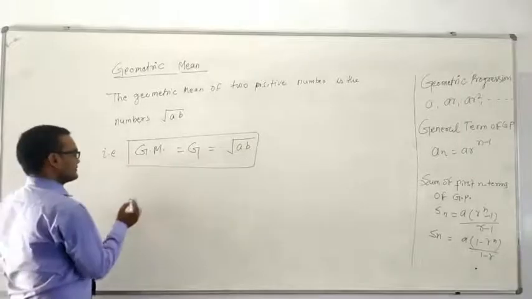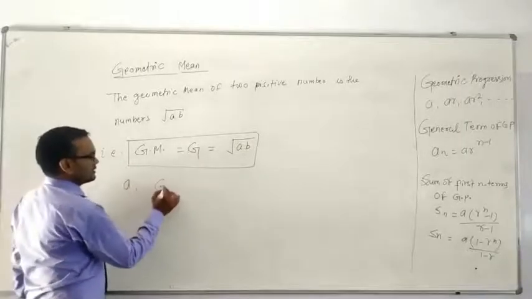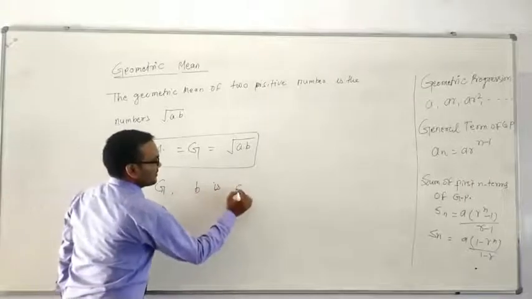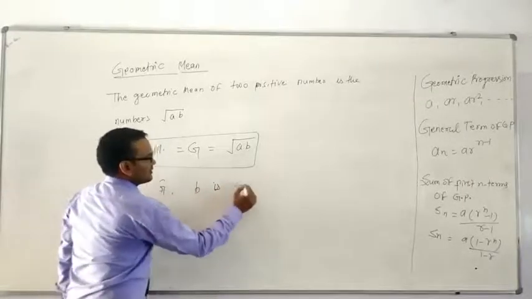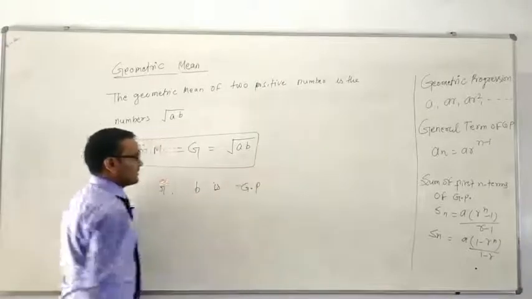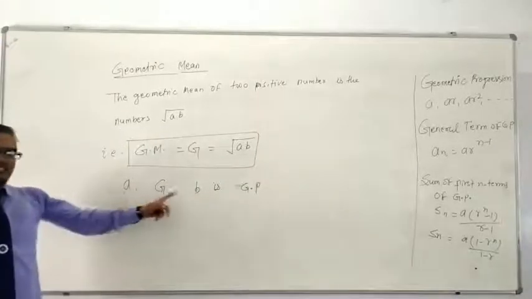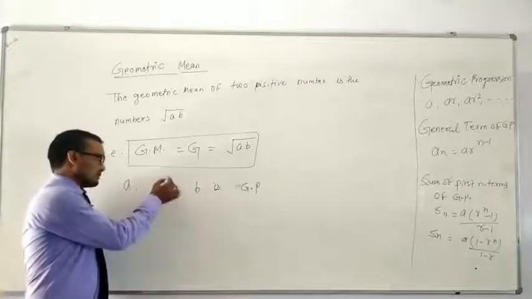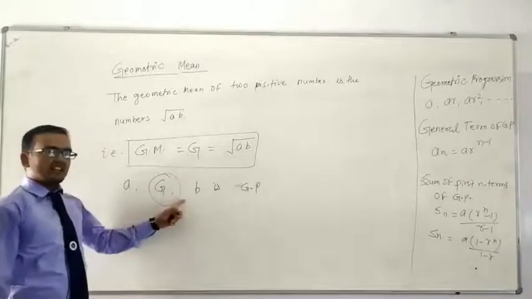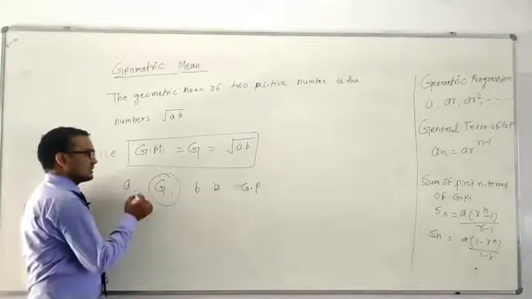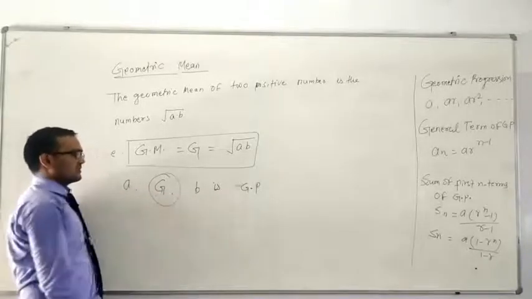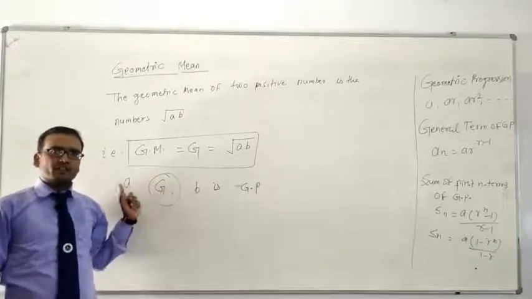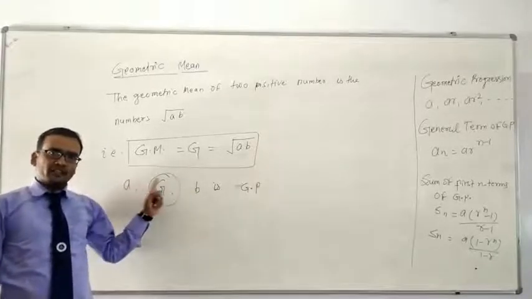Here A, G and B is a GP. That means we can insert a number G between two positive numbers A and B to make the resulting sequence a GP. Then this inserted number is said to be the geometric mean of the two positive numbers A and B.